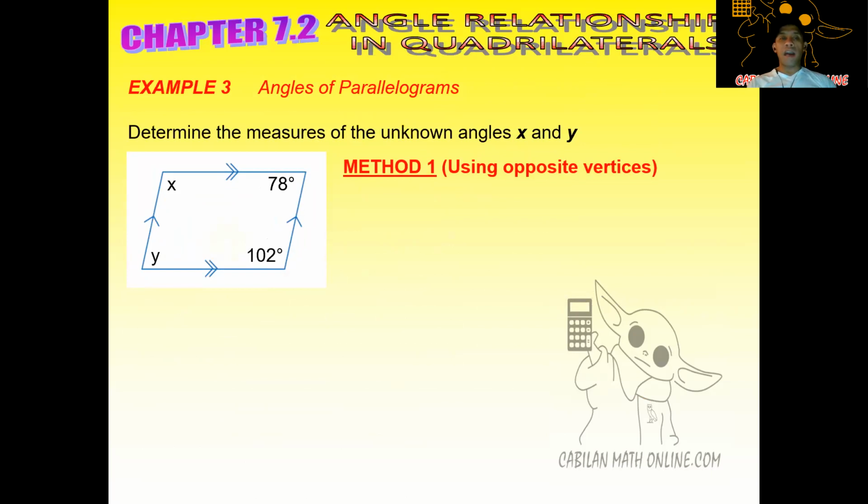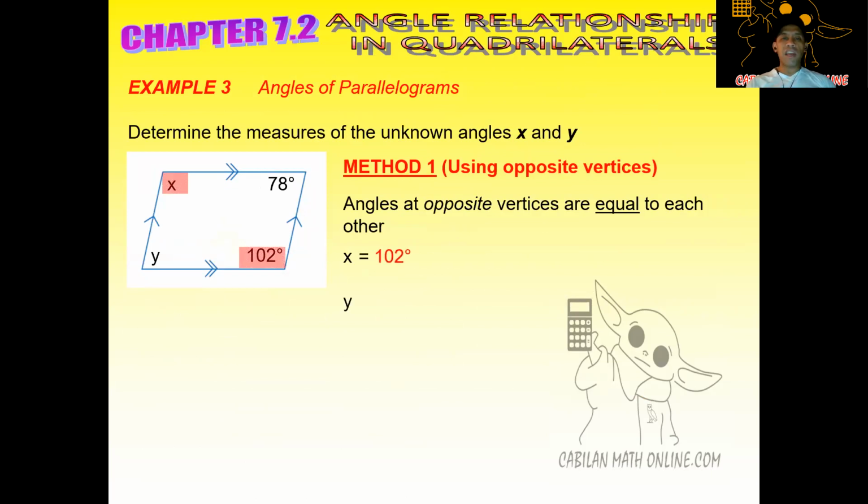So starting off with angle x here, if you take a look at angle x and 102 degrees, since they're directly across and diagonal to each other, those would be the same. And angle y would be the same as well. So that's method one.